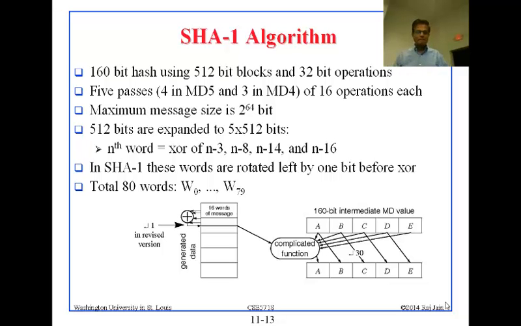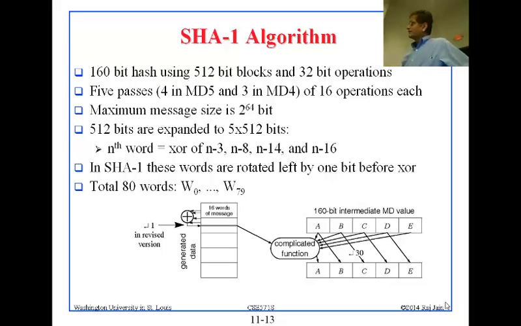So SHA-1 basically uses 512-bit blocks and 32-bit operations and produces a 160-bit hash. So there is a block size, there is an operation size, and there is a hash size. This is the output, this is the input, and this is how much you handle in each operation. Right? 5 passes. So SHA-1 uses 5 passes, MD5 uses only 4 passes, MD4 uses only 3 passes. So as you go back in time, they are simpler and simpler, and as you go forward in time, they are made more and more complex, right?